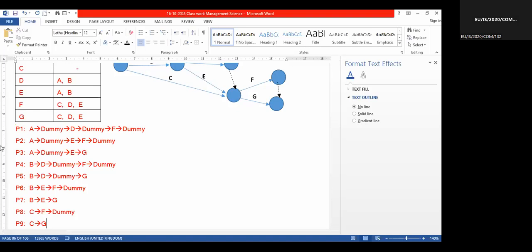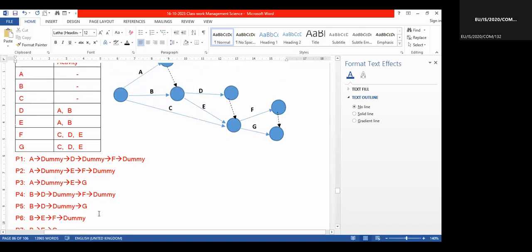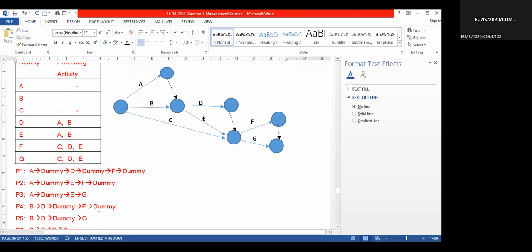So how many parts are there now? Sir, yes. A, dummy, D, dummy, G. E. A, dummy, D, dummy, G. Oh, that is missing. Okay, very good. A, dummy, D, dummy, G. Okay. A, dummy, D, dummy.